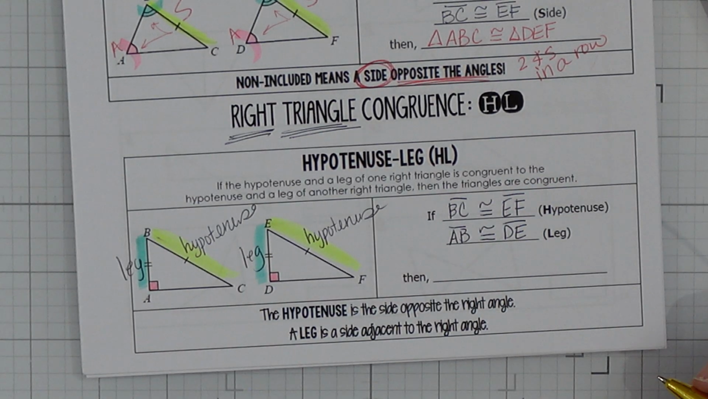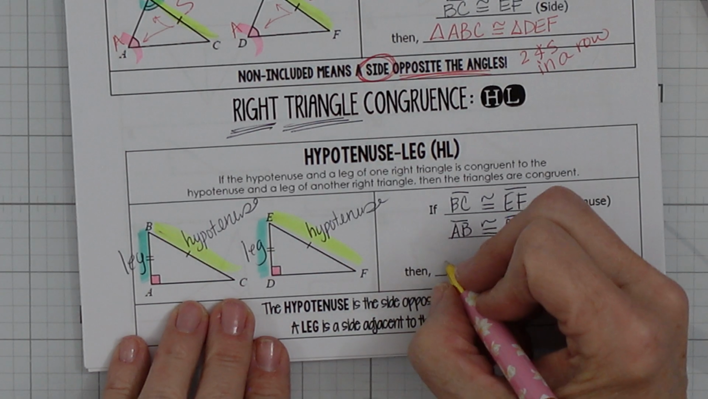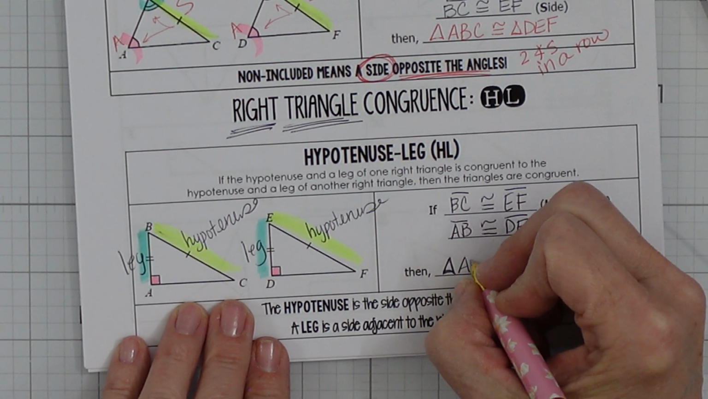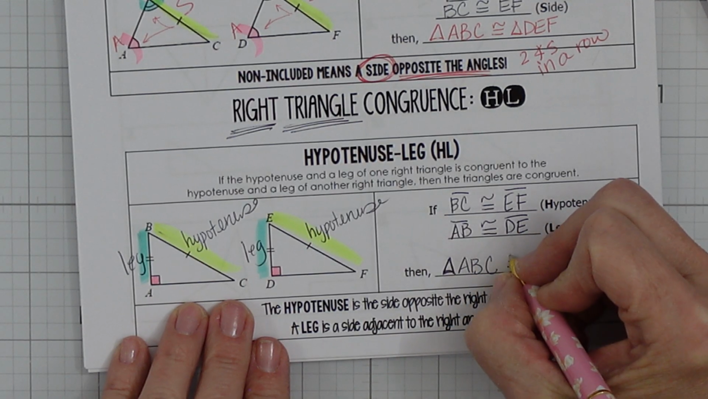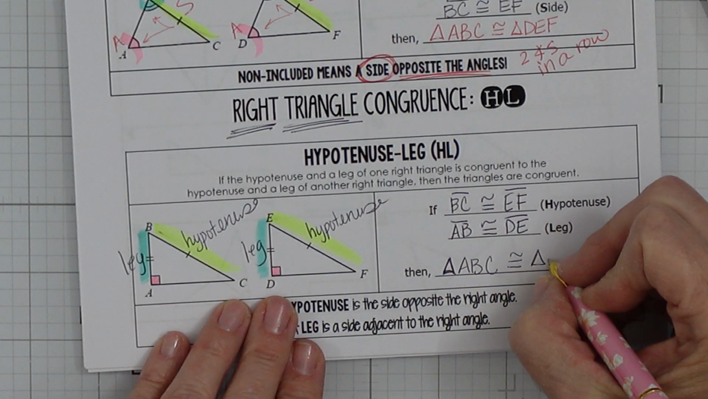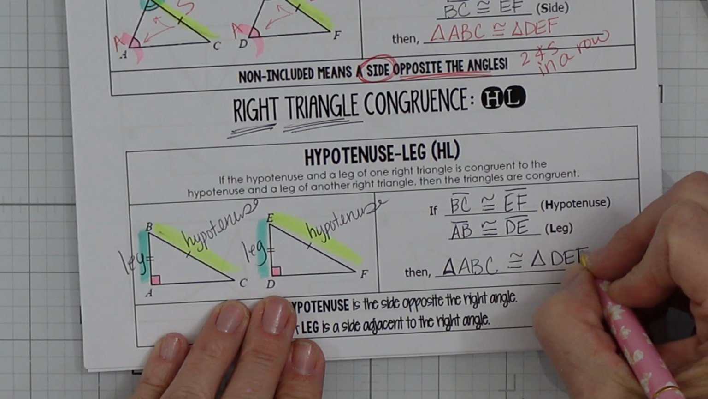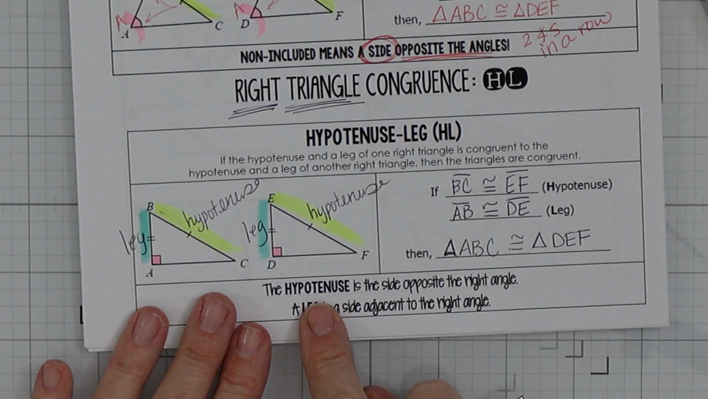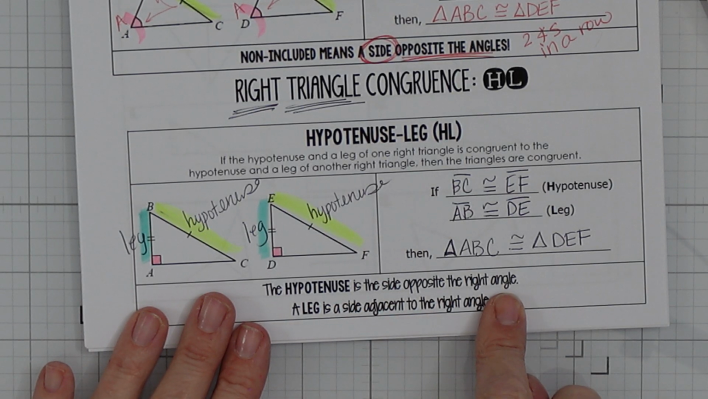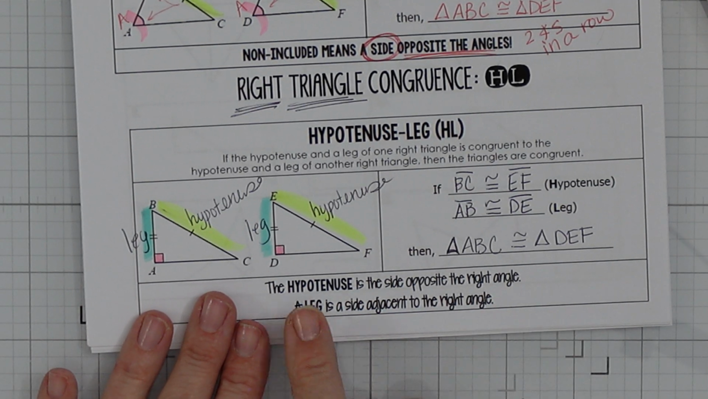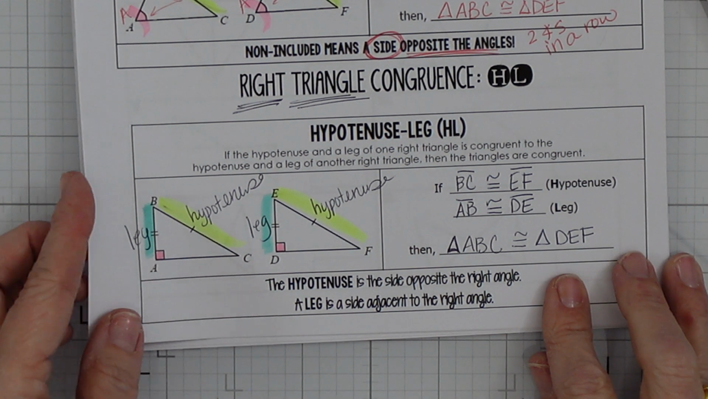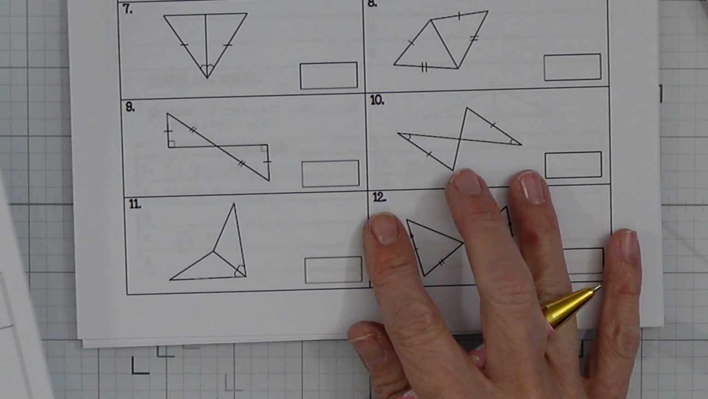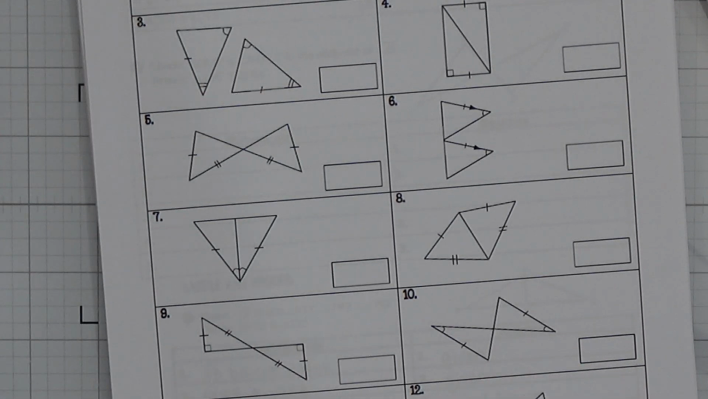Okay, so as long as that's happening, then triangle ABC is congruent to triangle DEF. And here's just a little more information. The hypotenuse is the side opposite the right angle. You should know that. And the leg is the side adjacent to the right angle. Okay, so let's set this aside.